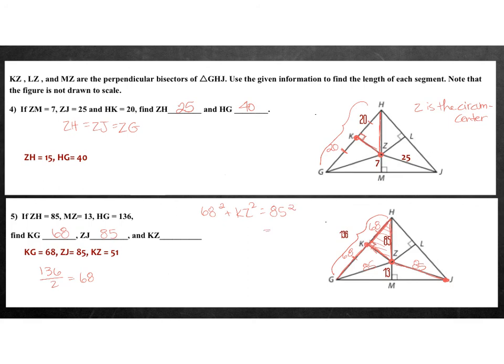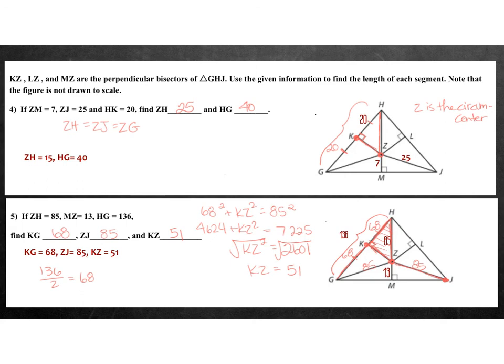You've got a little bit of math to do, so you could grab your calculators and square the 68, and you would get 4,624 plus KZ squared equals 85 squared. We should have 7,225. When we subtract 4,624, we get 2,601. Now we take the square root of both sides, and we get 51 for KZ. So KZ would be 51 in length.